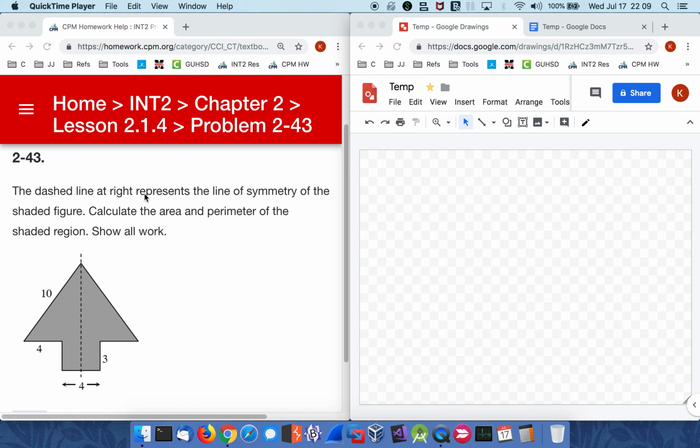Alright, the dashed line at right represents the line of symmetry of the shaded figure. Calculate the area and the perimeter of the shaded region. Show all work. So this is our, well, I'll just draw it over here actually.